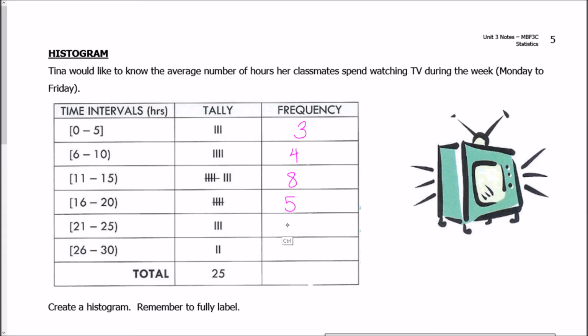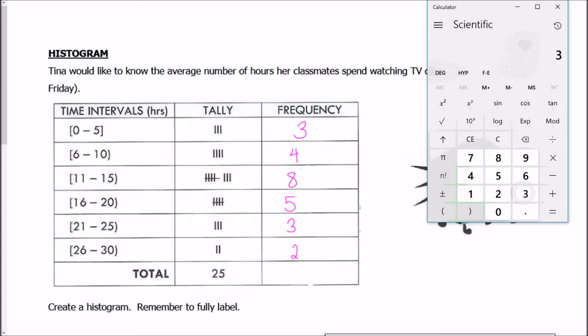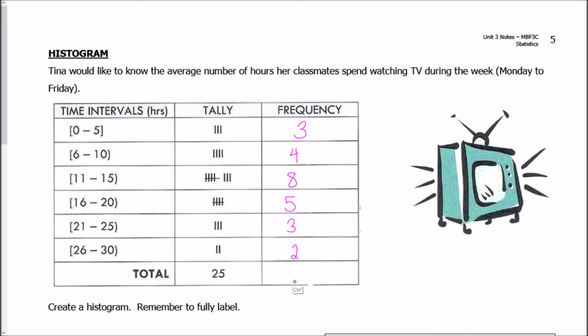For 21 to 25 hours, there were 3 people. And for 26 to 30 hours, there were 2 people. So let's go ahead and add that all up and see what that adds up to. So 3 plus 4 plus 8 plus 5 plus 3 plus 2, we end up getting a total of 25, which is what we want.